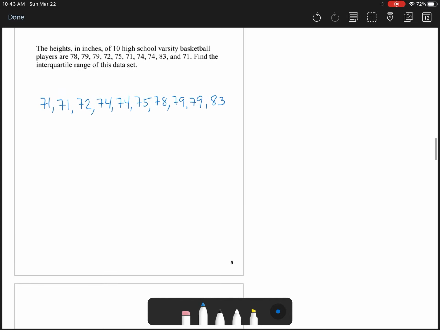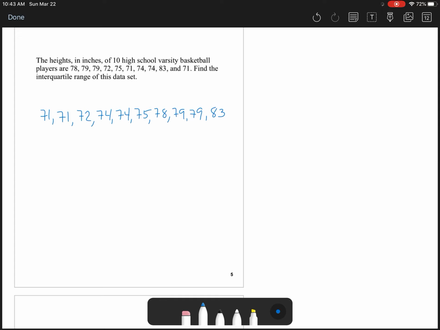Okay. Let's take a look at the next example here. The heights in inches of 10 high school varsity basketball players are, you see it there as follows. Find the interquartile range of this data set. So now let's talk about interquartile range. Okay, we know what range is, right? You know how to find range. You take the smallest value and subtract it from the largest value. Interquartile range is similar. Okay, but instead of subtracting the smallest and the largest, we're going to subtract the first quartile from the third quartile.